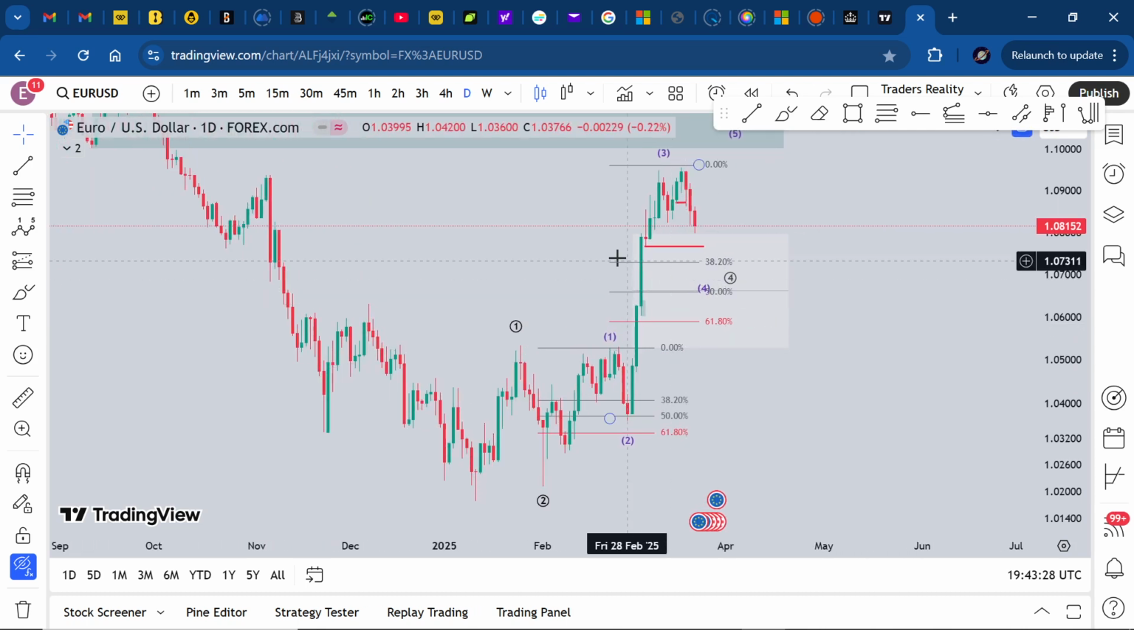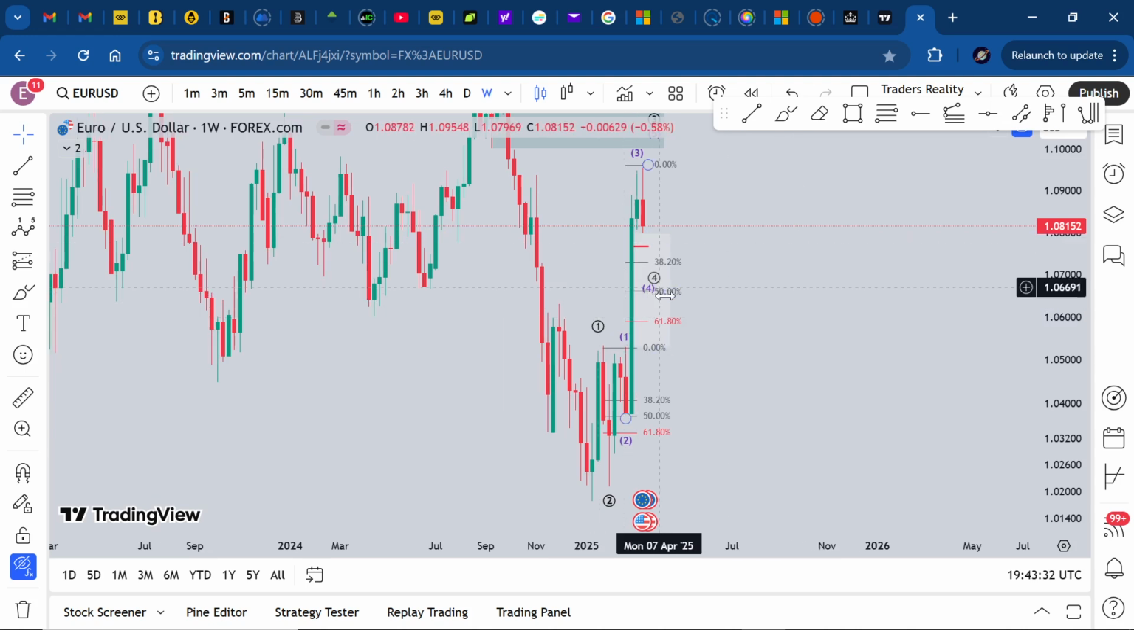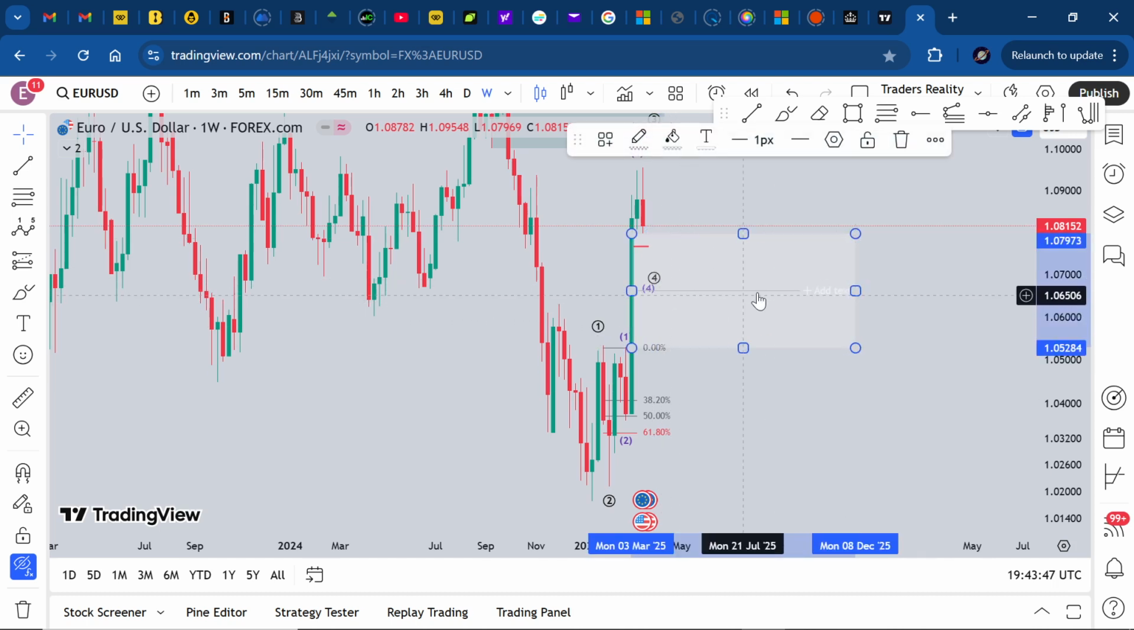is we've got this big weekly imbalance here. You can see we've got this weekly imbalance. Maybe I should have started with the markings off, but you can clearly see the weekly imbalance. 50% of the imbalance is marked out by that line there.